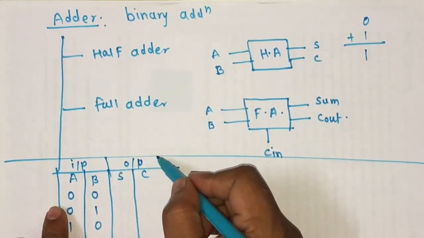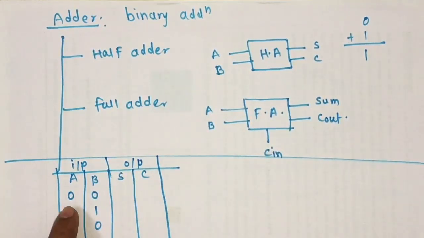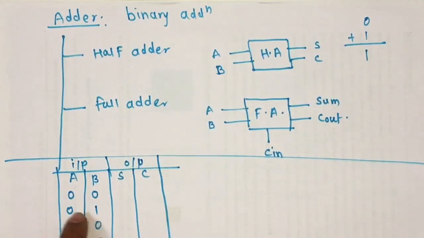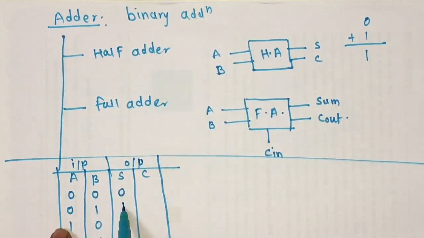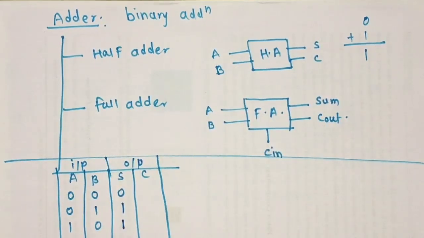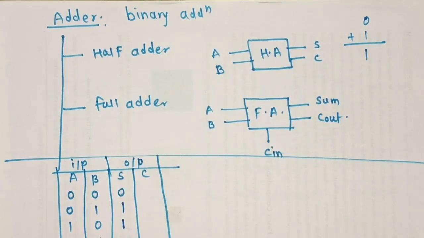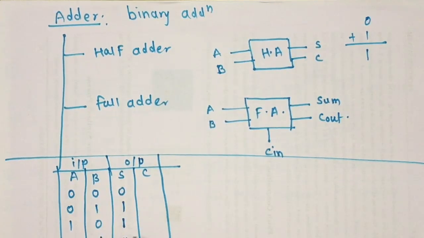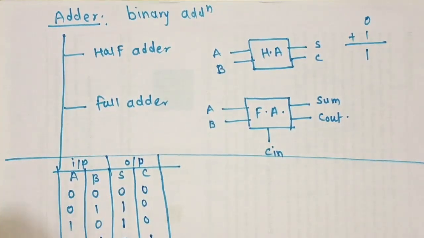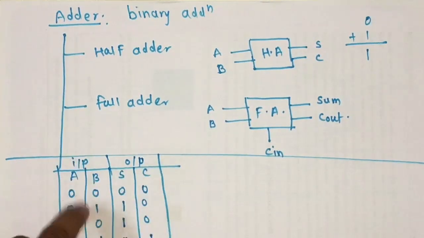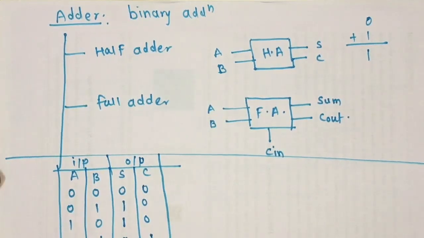We get the output sum by making the addition of the bits. So 0 plus 0 is 0, 0 plus 1 is 1, 1 plus 0 is also 1, and 1 plus 1 is 0. When we perform 1 plus 1, the sum is 0 and we get the carry as 1. The remaining carry bits are 0, because the carry is not generated. So this is the truth table of the half adder.